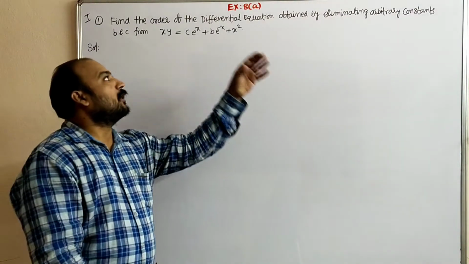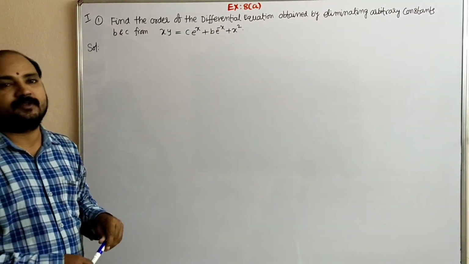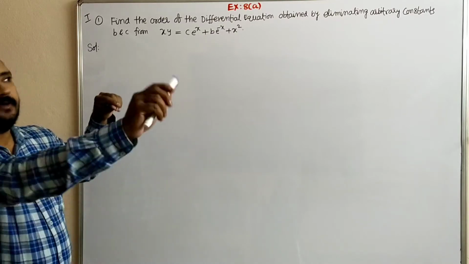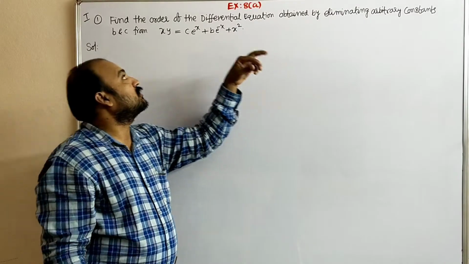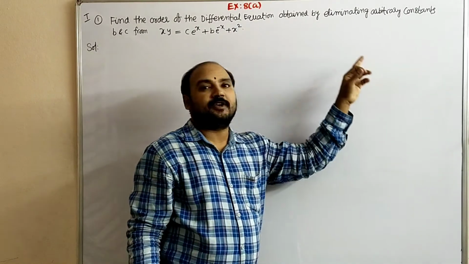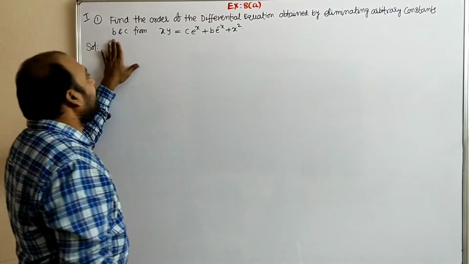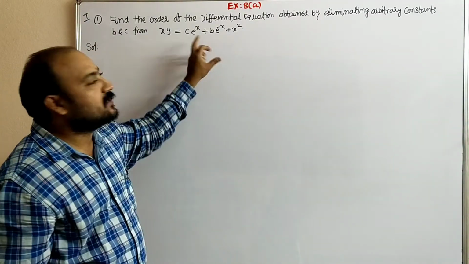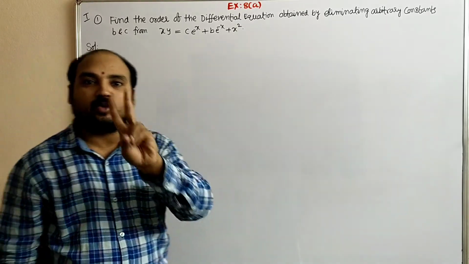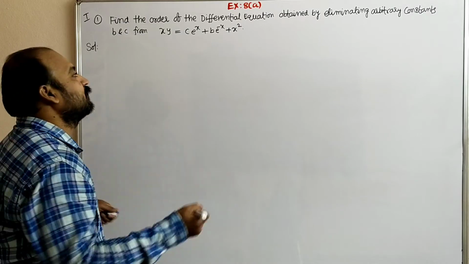Next question, we will enter into the exercise 8A in Telugu Academy Intermediate, second year. First question, find the order of the differential equation obtained by eliminating arbitrary constants B and C from this equation. They mentioned that B and C are the arbitrary constants. So two constants are there. So we have to differentiate twice.